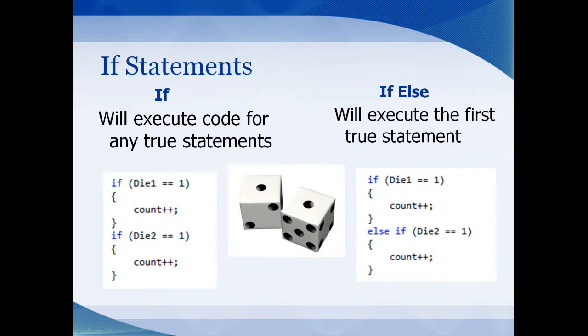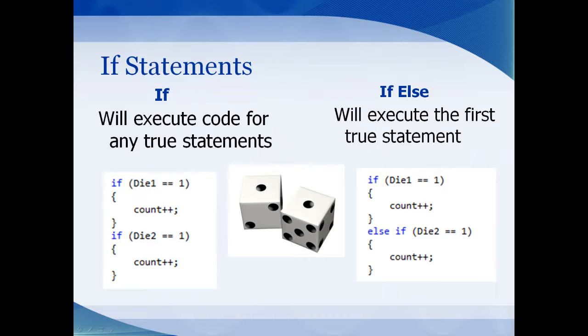So now here I have two examples that differ just by a single word. On the right we have a series of two if statements. On the left we have an if-else structure. The only difference in these two examples is the word else. The outcome of these two structures can be different though, so you've got to kind of watch out.